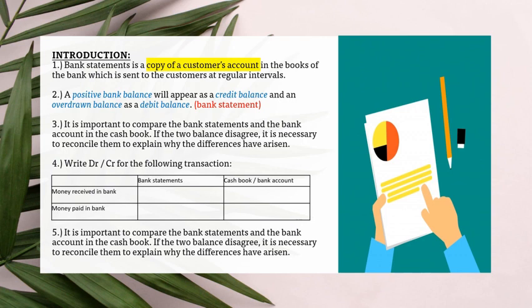Okay, so for example, write the debit and credit for the following transaction. This one I will discuss in class. So when money is received, the bank statement will show as a credit side or debit side, and the cash book will show debit side or credit side. Okay, so we discuss this. This is related to point number 2.